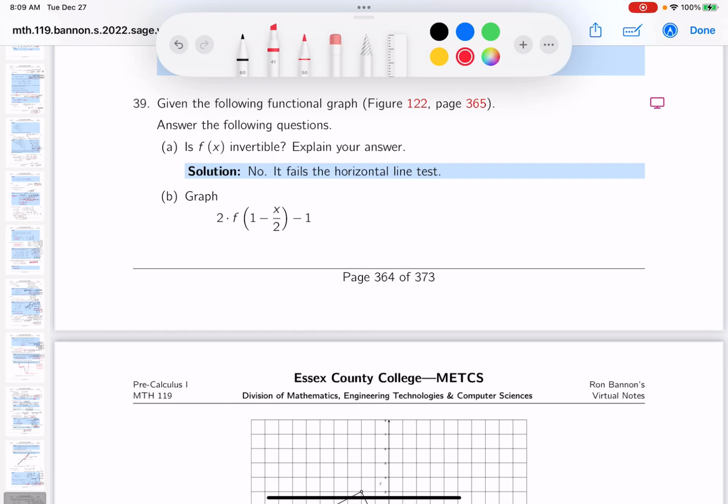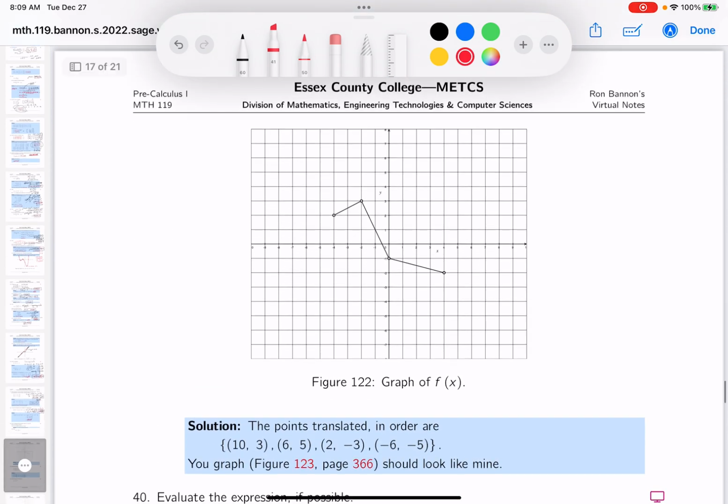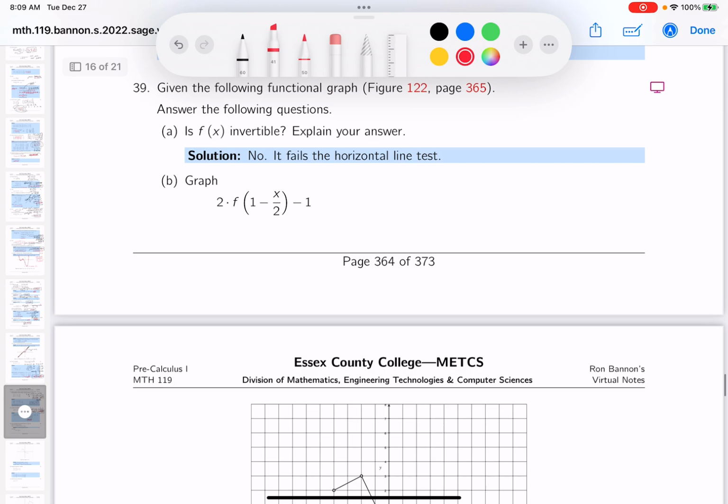Okay, so the first question is they give you a graph. It's figure 122 on page 365. That's the graph we're looking at over there. And the question is, is it invertible?